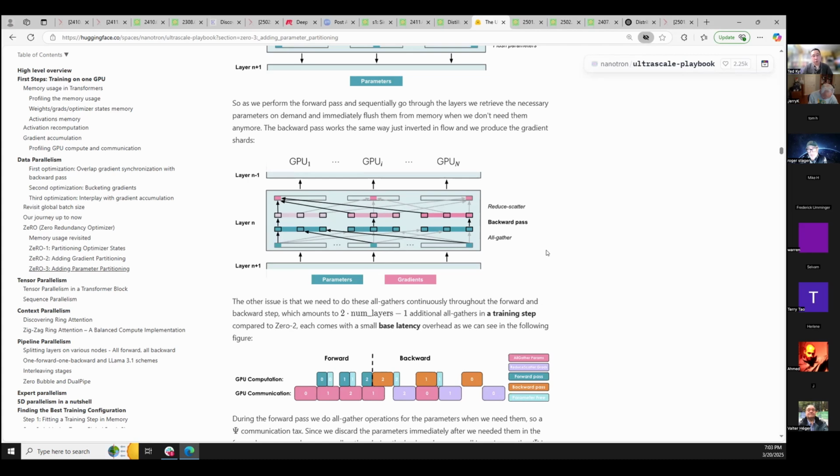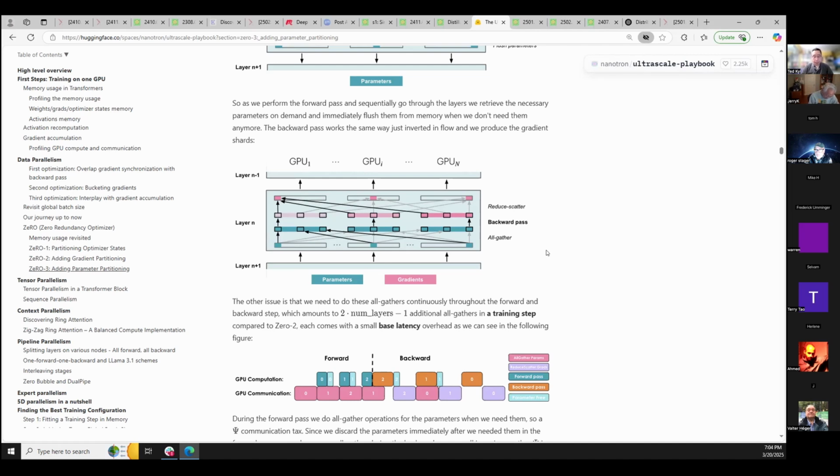Yes, so the parameter memory isn't the whole thing anymore in our less naive model. Yeah. So it will turn out that 0, 3, or what I believe in PyTorch is called fully sharded data parallelism, FSDP.